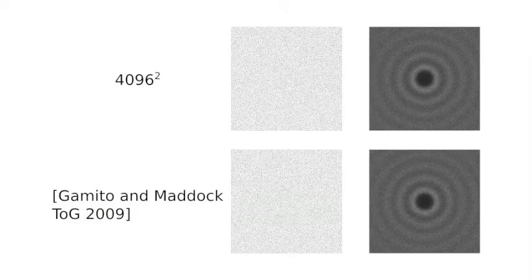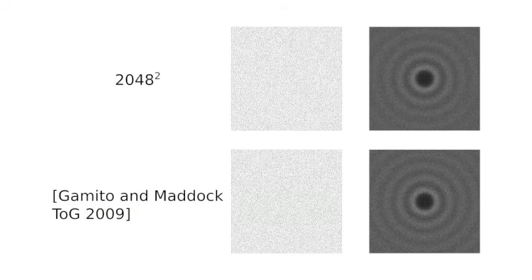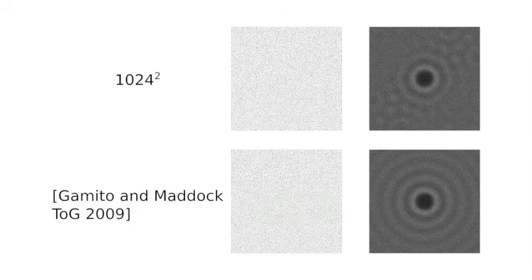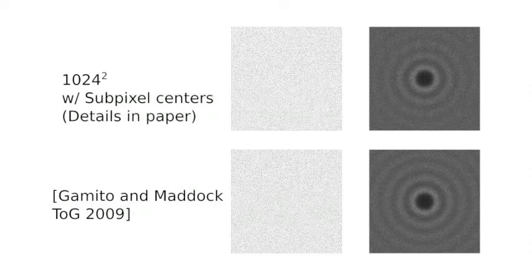Samples produced by our discrete approach on 4K square and 2K square textures are comparable to samples produced by Gamito and Maddock's accurate approach. However, the spectrum of the samples on 1K square textures shows a bias pattern due to discretization. We detail how to evaluate and reduce this bias by using subpixel center dots in the paper.